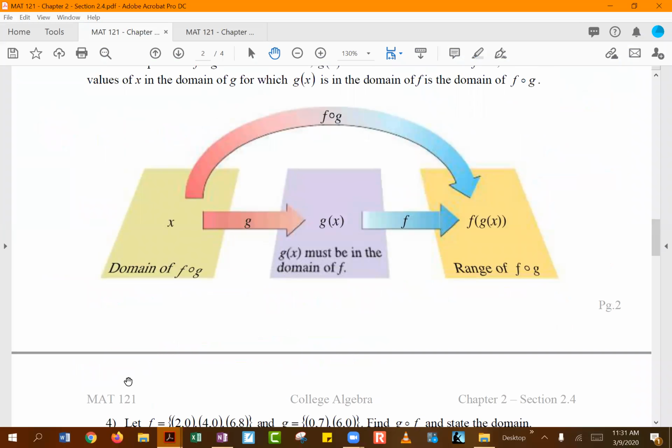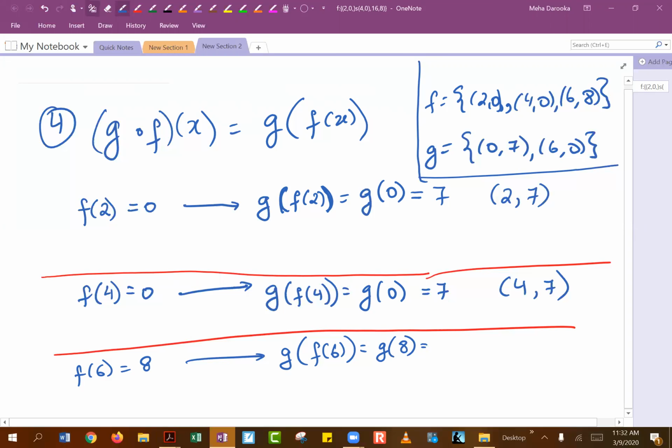So if the value you got inside the function is not in the domain of the outside function, you can't use it. Exactly, since we don't have an 8 that goes with the g function, there's actually no answer here, which means this pair will have to be left alone because I don't have a matching pair. Now, do you have to go through all that? If you're confident that there's no answer, then you don't have to.